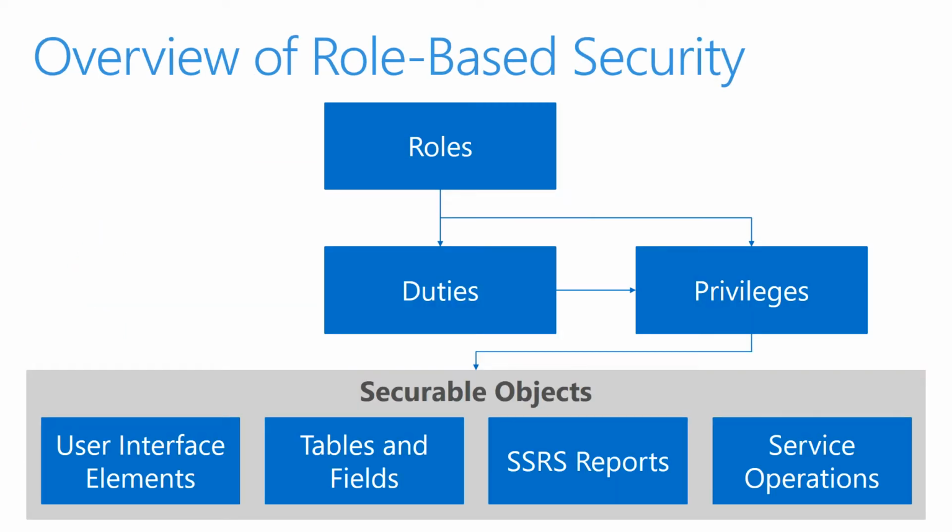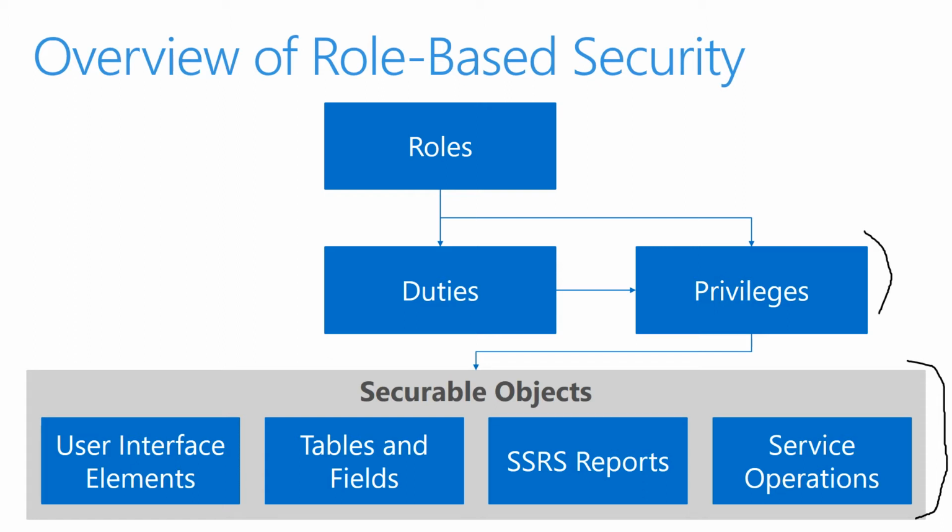The Dynamics 365 for Talent security model is hierarchical, and each element of the hierarchy represents a different level of detail. Permissions, which are at the bottom in the securable objects, are created by Microsoft, and you don't have access to the individual permission nodes. They represent the access to the individual securable objects, such as each menu item, table, report, and so on.